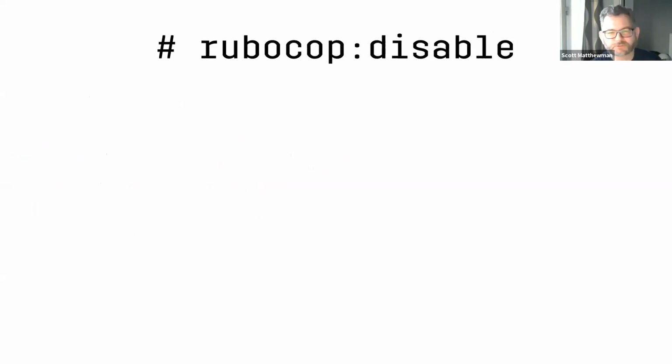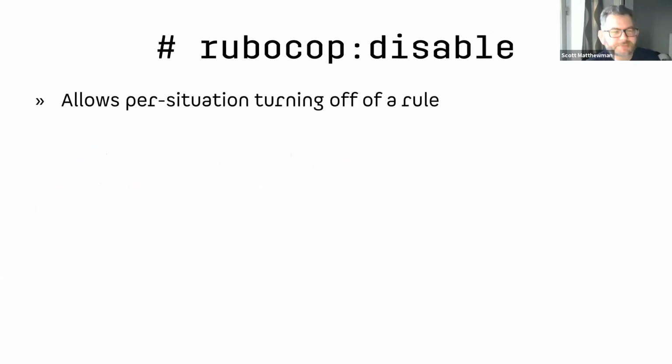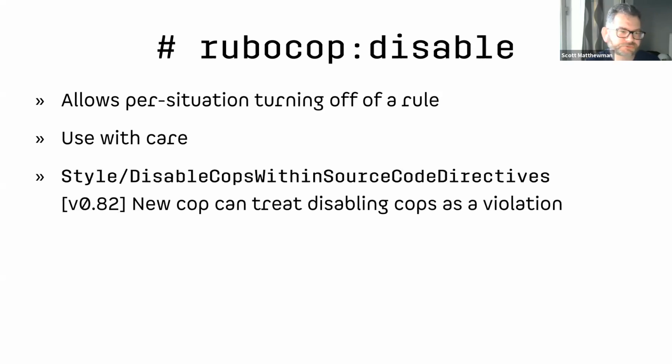Now, if anybody's used RuboCop for a while, you often see people manually disabling RuboCop from working on a particular file or a particular line or a particular method. And it can be useful to turn off your general rule just for a particular situation. But it does have to be used with care. Actually, in the version of RuboCop that was just released last week, they've now got a new cop that checks to see that you're not just disabling other cops, which is good fun.